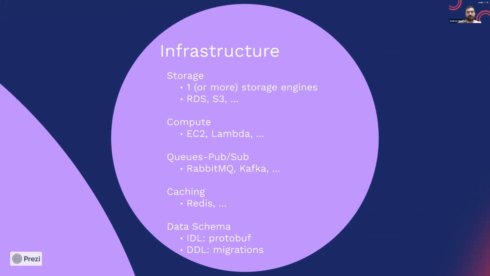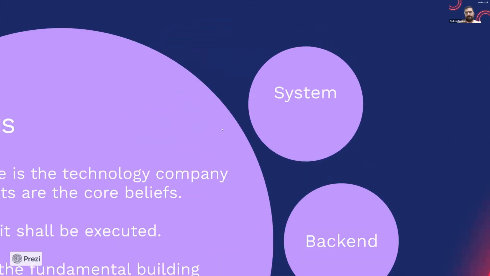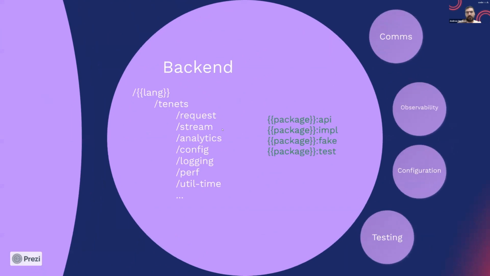You might have compute resources like EC2 and Lambda. You might have queues and pub-sub mechanics like RabbitMQ and Kafka. You might have caching layers. And I would also add the data schema decisions to this point, which is how you manage and evolve your data model. So, for example, at Connectly, we use protobuf for that and migrations. At the backend, we prefer to separate our code into these tenant packages, which provide some general capability to the entire code base.